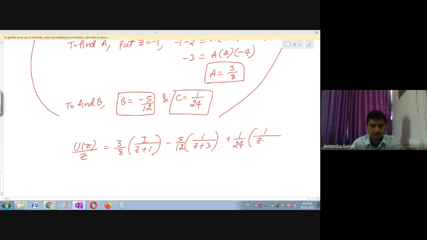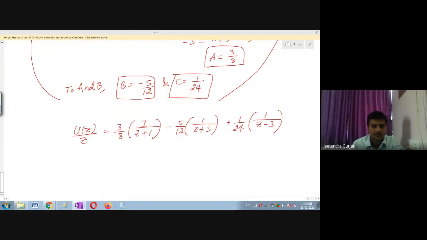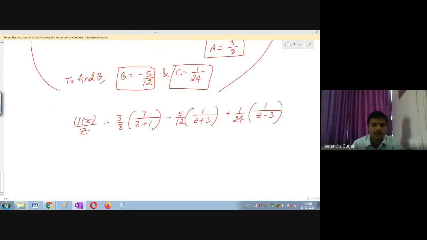1 divided by z minus 3. Now I'm going to apply the inverse z transform. Before that, I will take this z in the numerator from the denominator to the right-hand side, and I will apply the inverse z transform, students. So this is going to become the inverse z transform of u of z.